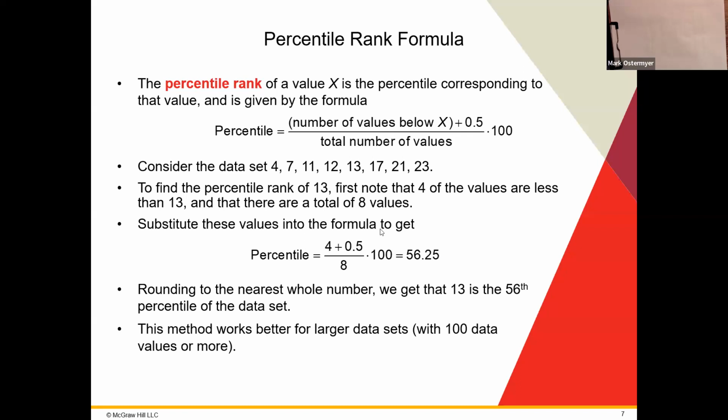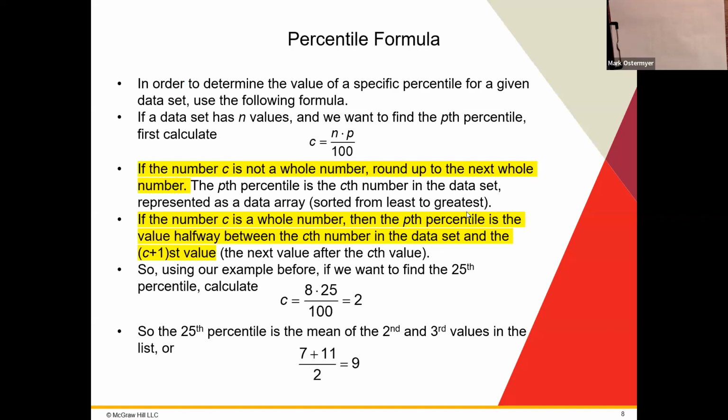Now, this method not only works for small data sets, but also works for larger data sets. All right. So this is the method we're going to use to compute percentile values using this formula here. Now, in order to determine the value of a specific percentile for a given data set, we are going to use this formula. If the data set has n data values in it, and we want to find the pth percentile of a particular data value, first of all, we're going to have to compute the rank, if you will, of that percentile value by taking the number of observations in the data set, multiplying it by the percentile value we wish to find, dividing by 100.